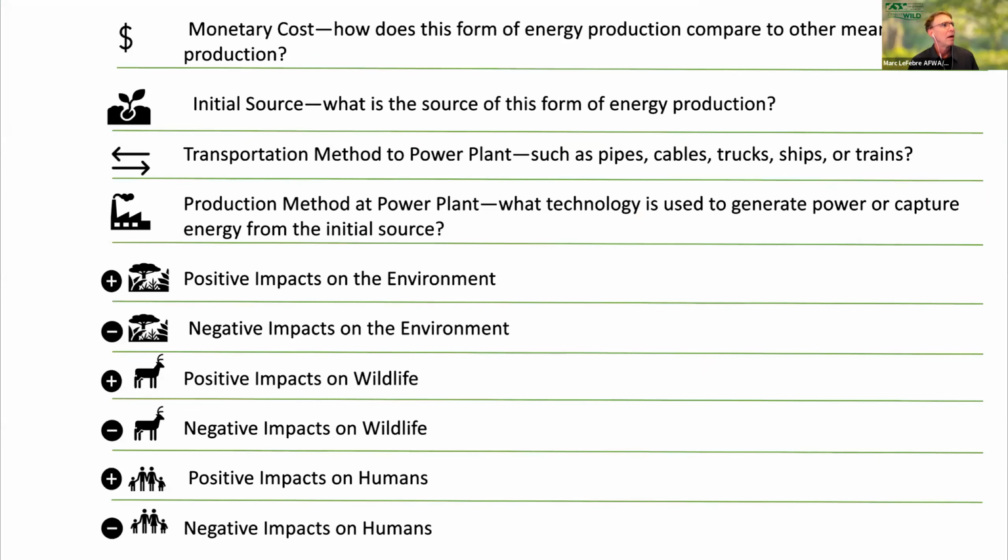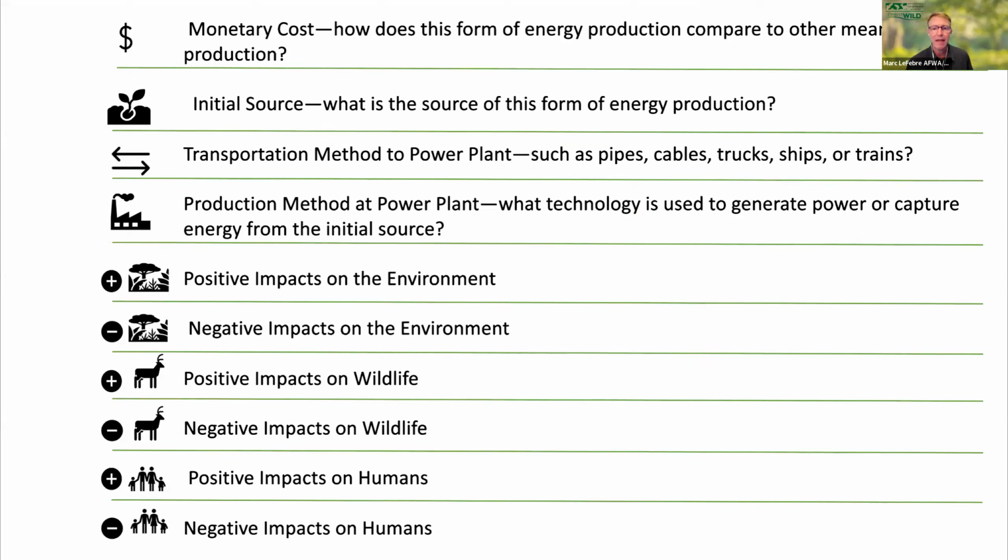Okay, so some of the questions student groups will be exploring as they're preparing for their city council meeting is the monetary cost of the production of that form of energy. What is the initial source of that energy? Is it from fossil fuels? Is it from the sun? Is it geothermal? How is it transported? Is it through pipes, on trucks, on trains? What are the pros and cons of that? What is the method of production?